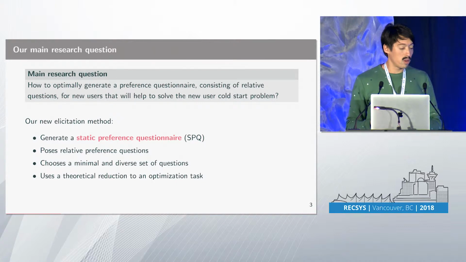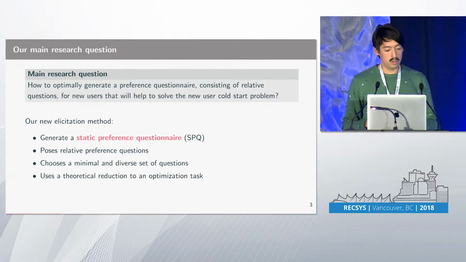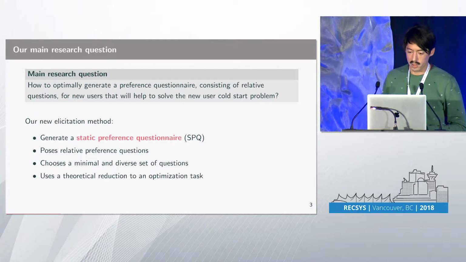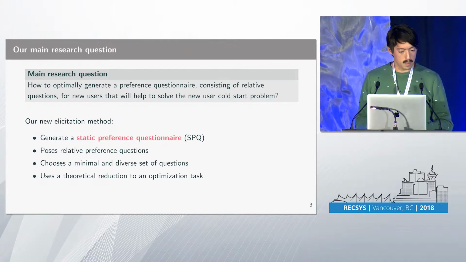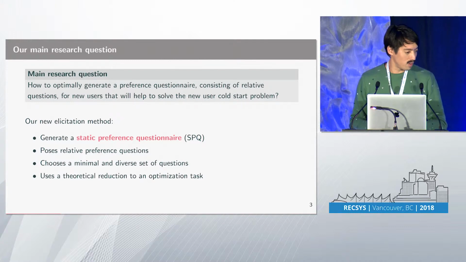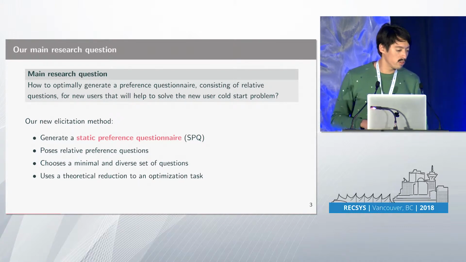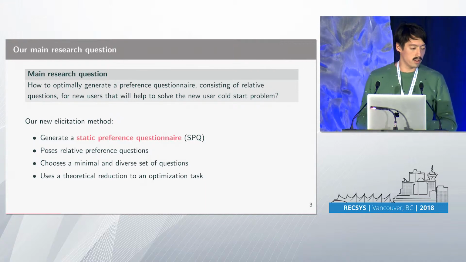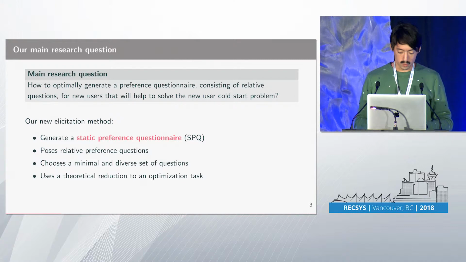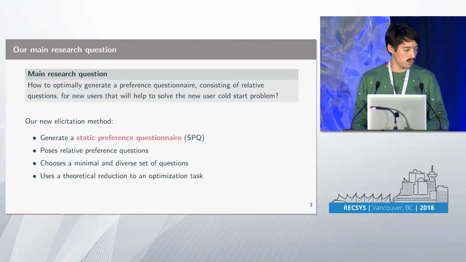The questionnaire poses relative preference questions which distinguish themselves from absolute questions, which I'll get into in the next slide. The method chooses a minimal and diverse set of questions and uses a theoretical reduction to an optimization task, which is detailed in the paper. We won't be going into it in these slides.